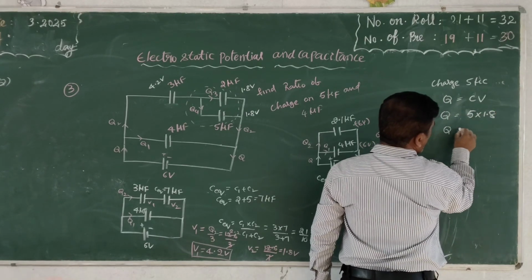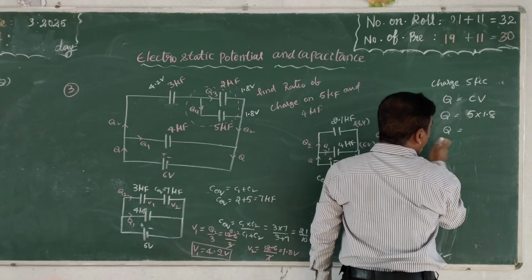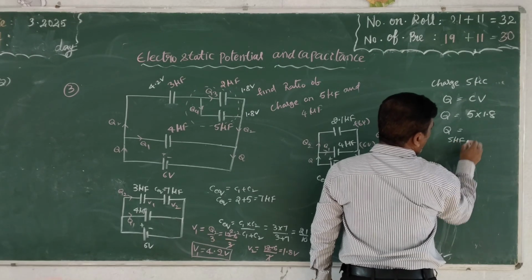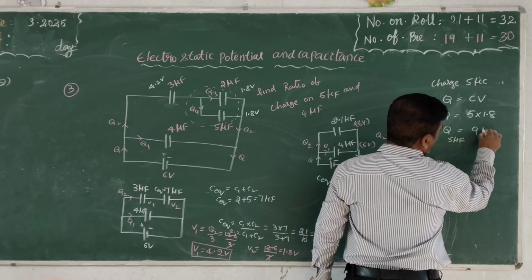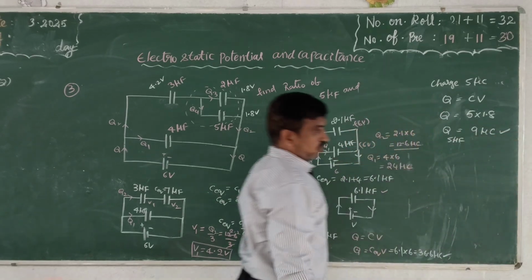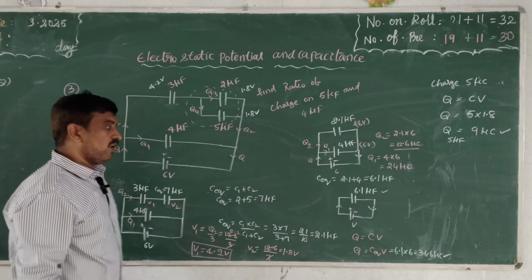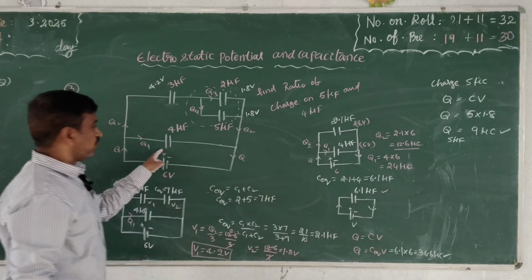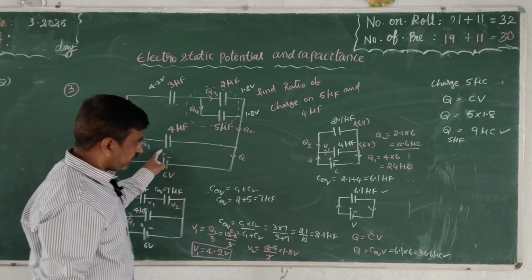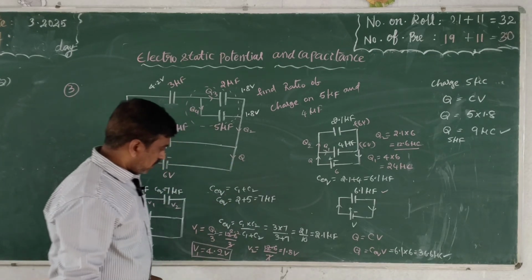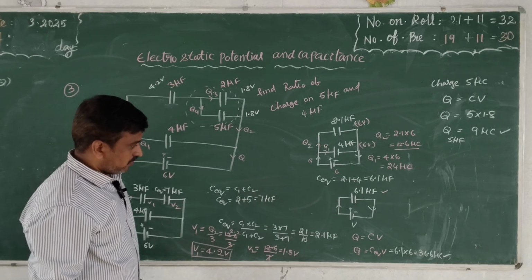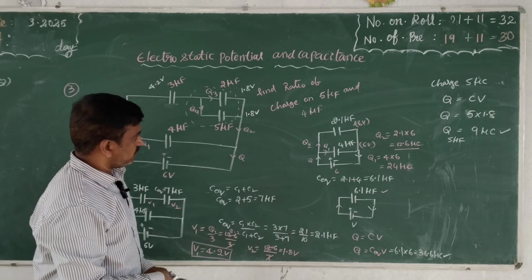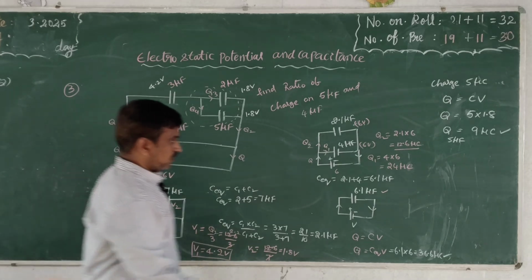Q equal to charge on 5 microfarad equal to 5 times 1.8, that is 9 microcoulomb. It is the charge on 5 microfarads. Already we found what is the charge on 4 microfarads, that means Q1. Q1 is where? Yes? Q1 we found, this is the Q1.